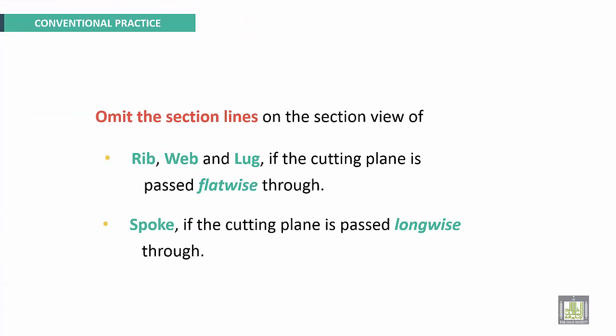Conventional practices. Omit the section lines on the section view of rib, web, and lug if the cutting plane is passed flatwise through. For spoke, if the cutting plane is passed longwise through.